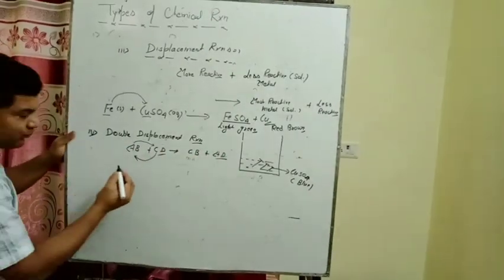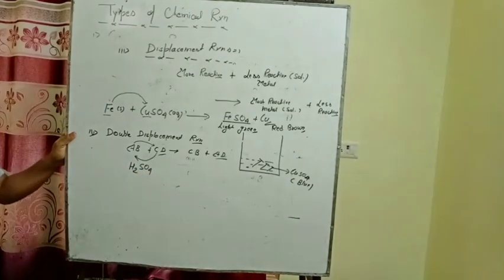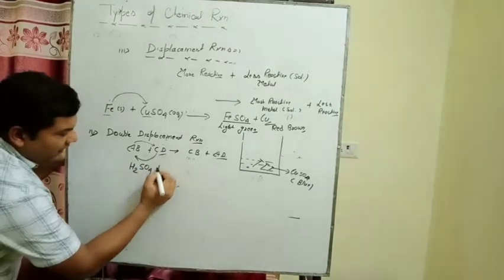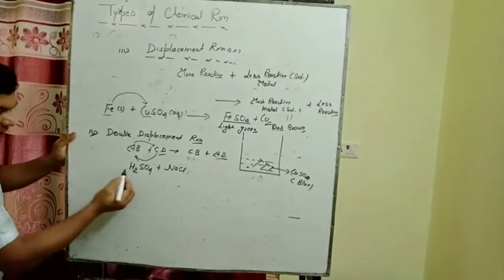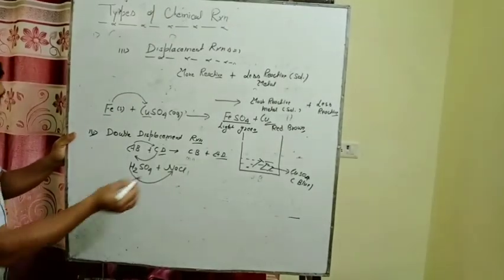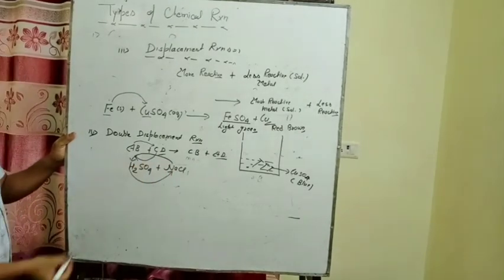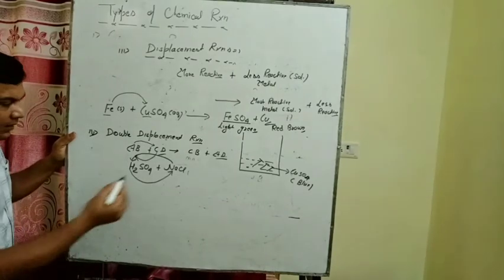Suppose I am having H2SO4. This is sulfuric acid. If I treat it with that of NaCl, so what will happen? The hydrogen will replace the sodium from its solution, and sodium will occupy the position of hydrogen. It will displace this one. It is just like exchange.